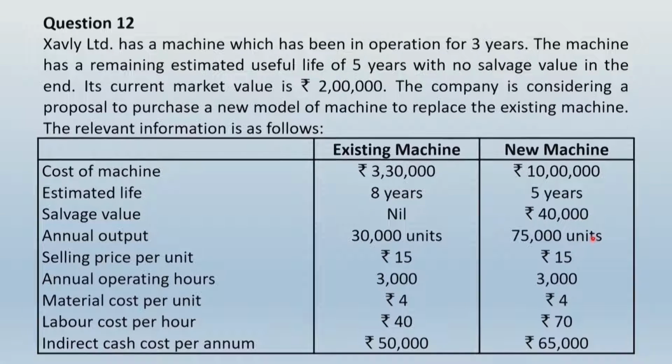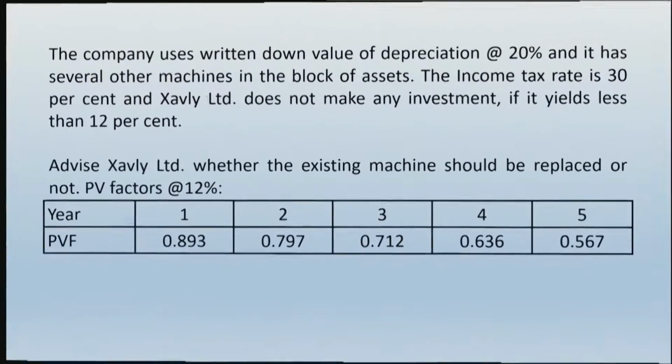Output: here you will be able to produce more output if you are using the new machine. Selling price per unit has been given, annual operating hours have been given, material cost per unit given, labor cost per hour given, and indirect cash cost per annum given. So there are some changes in terms of cost and the outflow information. Anyway, we will be observing what is given further.